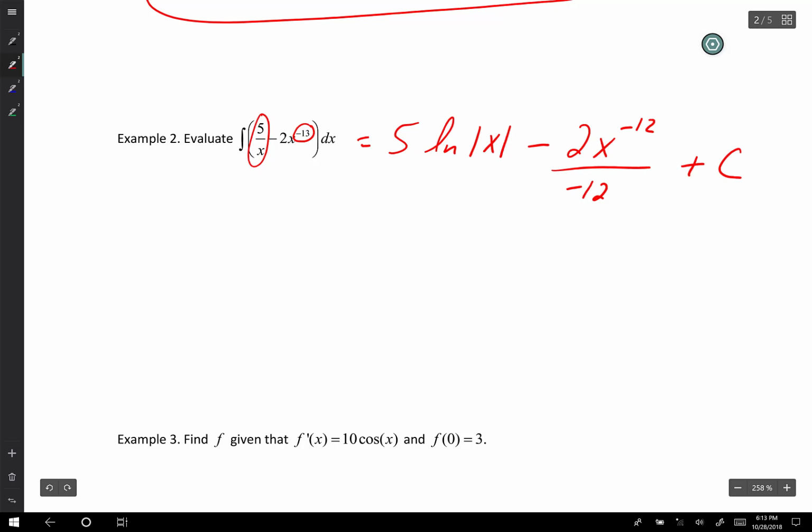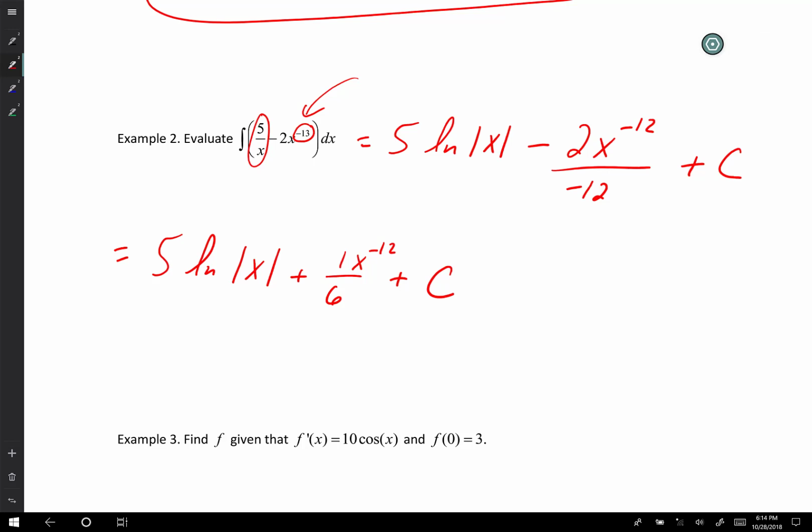So let's fix it up. Yes, you could leave it like that, but don't. So let's fix it up: 5 ln absolute value of x plus 1 6 x to the negative 12. I guess you don't need the 1 there, but I'm going to leave it. Plus c. And the reason why I didn't bring that x to the negative 12 down is because they gave it to me in the problem with it already, with a negative exponent. So I think it's okay.